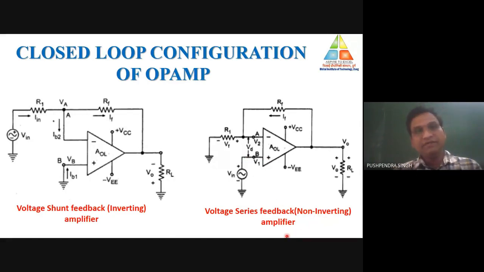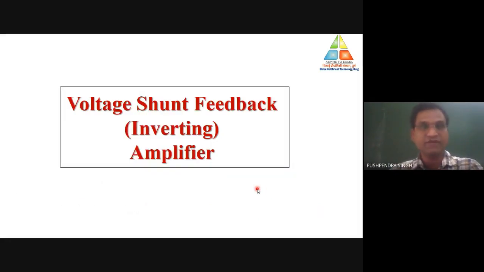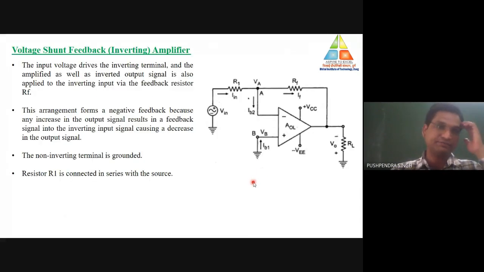So if the closed loop configuration is based on negative feedback, then on that condition, voltage shunt feedback is also called an inverting amplifier and voltage series feedback is called a non-inverting amplifier. So this is the basic fundamental of the circuit connection. Now today we are going to discuss one by one the circuit analysis of voltage shunt and voltage series feedback. So first, voltage shunt feedback, also called the inverting amplifier.